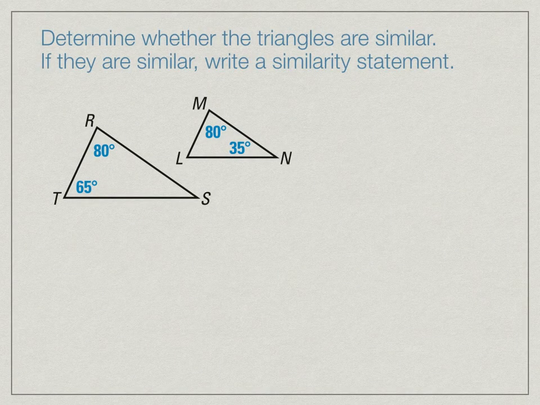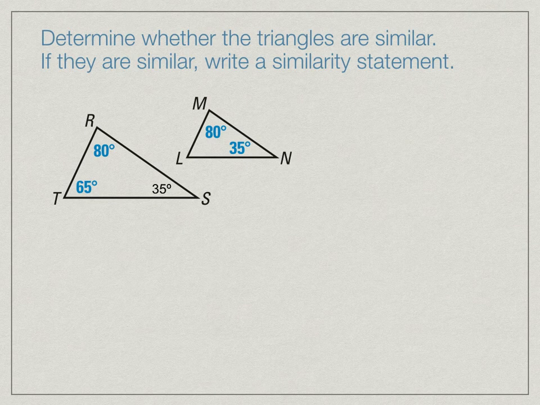Here we have two triangles. They look similar, but to prove that they're similar, I must show that two angles of one triangle are congruent to two angles of another triangle. I can tell in triangle RST that the measure of angle S is going to be 35 degrees by the triangle sum theorem. I can now apply the angle-angle similarity postulate.